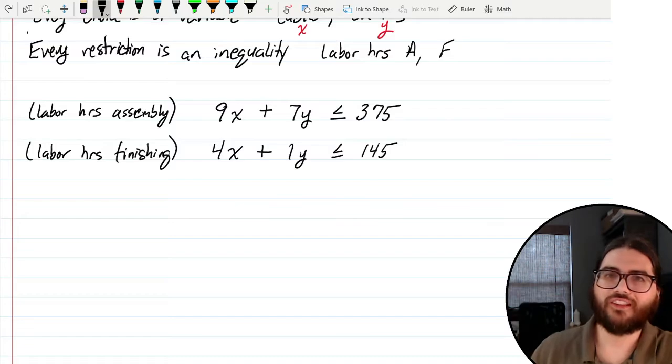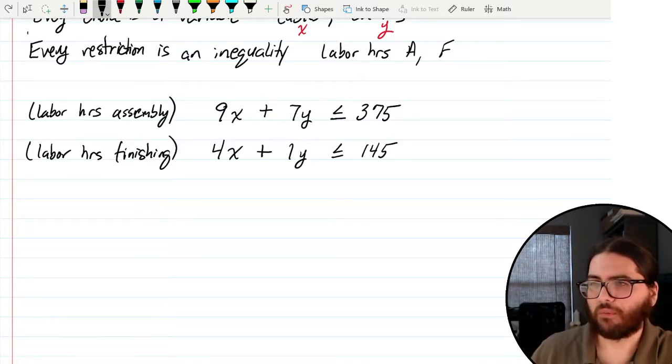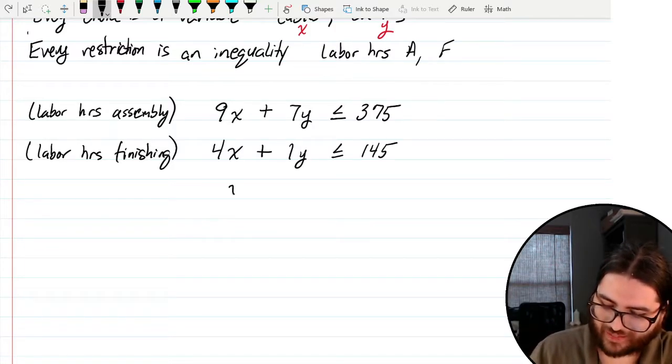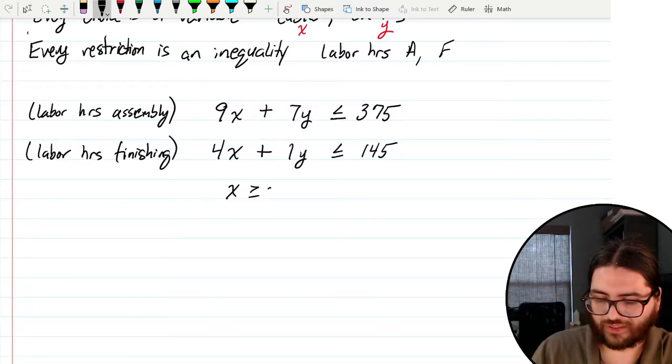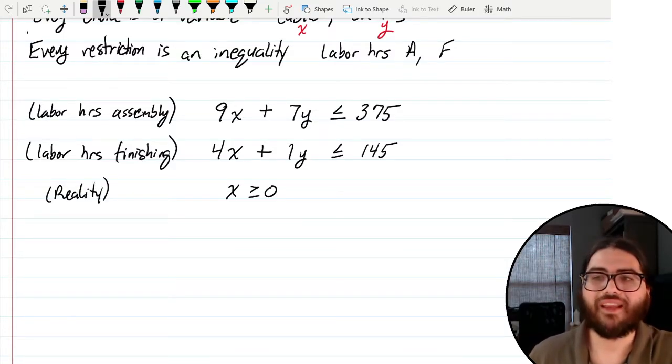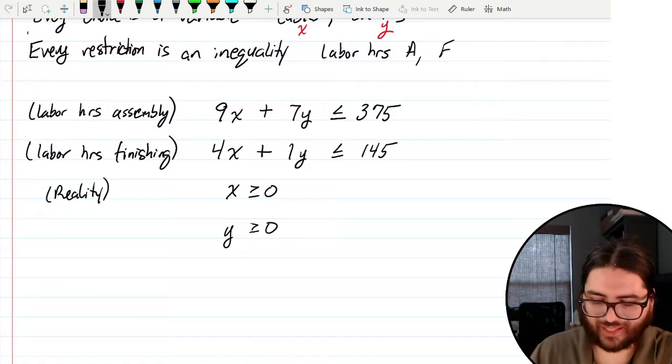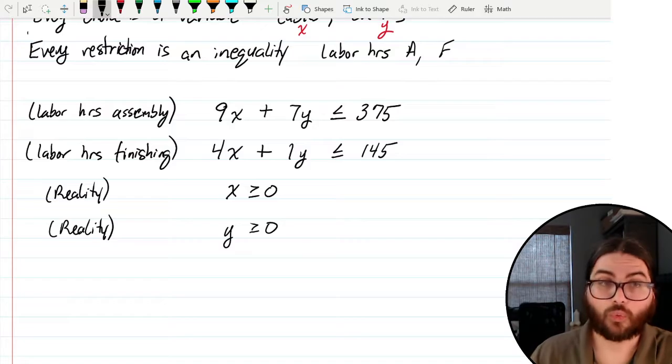But if I were to really continue this and start graphing this, remember, I have those extra inequalities that come from reality. We talked about those reality constraints last time. I can't make less than 0 tables. So this is a hidden restraint, which comes from reality. I can't make less than 0 tables, so I have to have x is greater than or equal to 0. Same thing for chairs. I can't make less than 0 chairs. This is a hidden restriction which comes from reality.